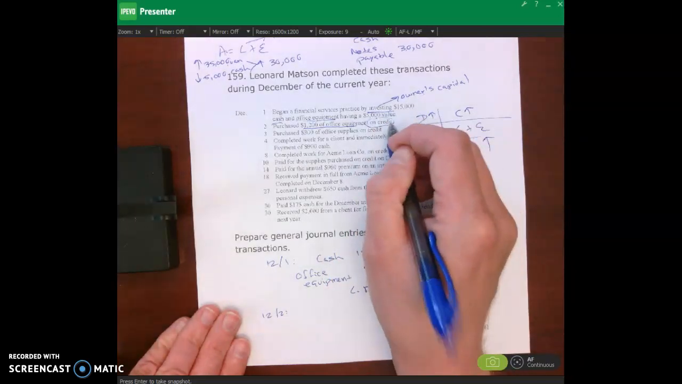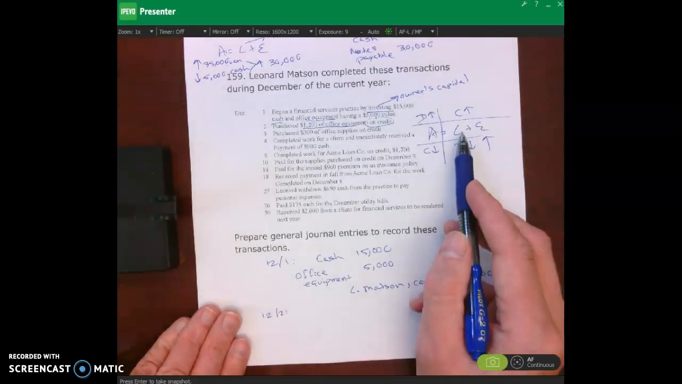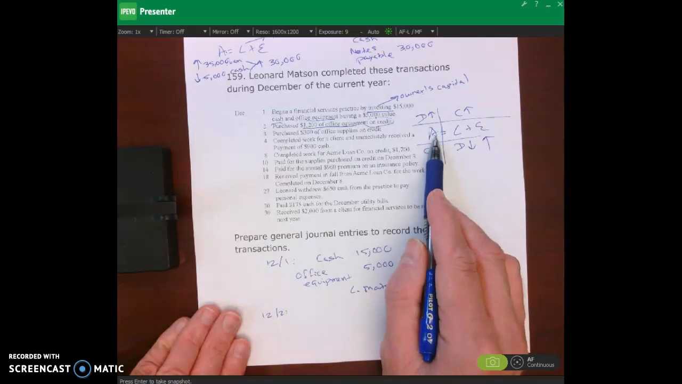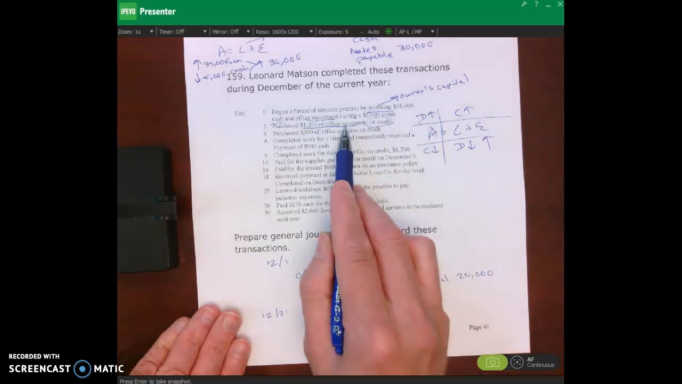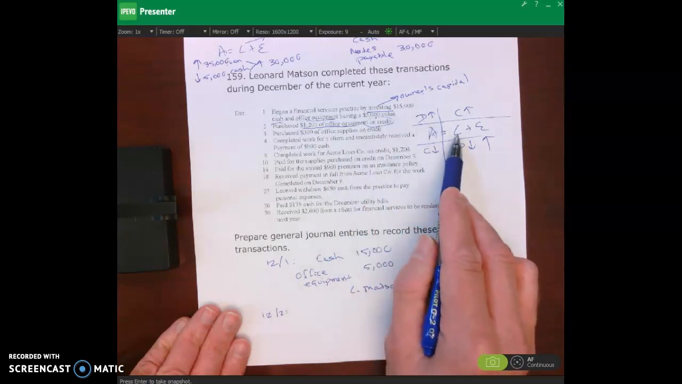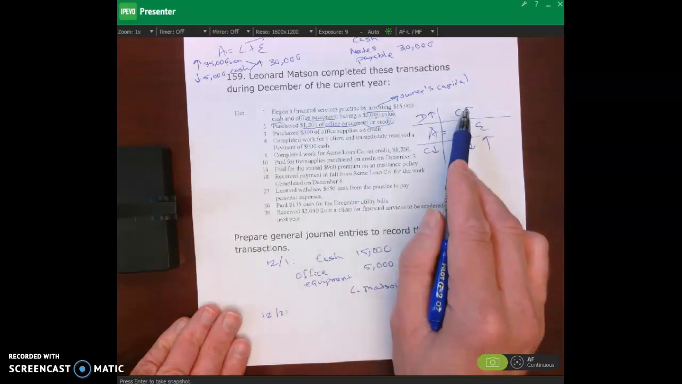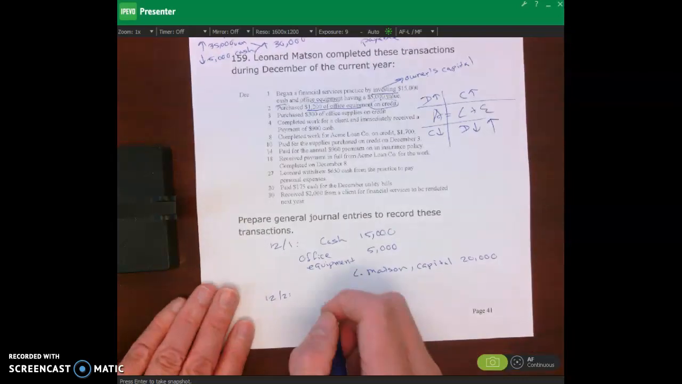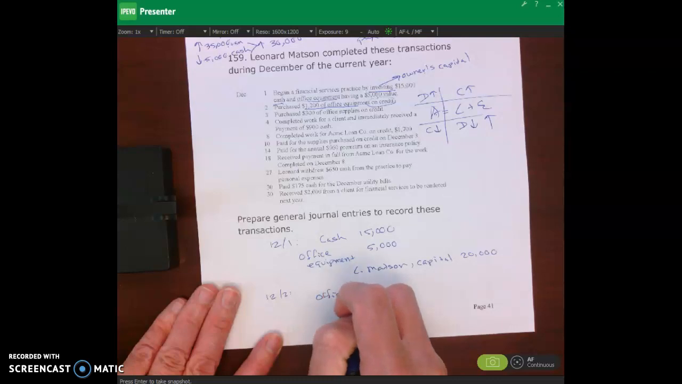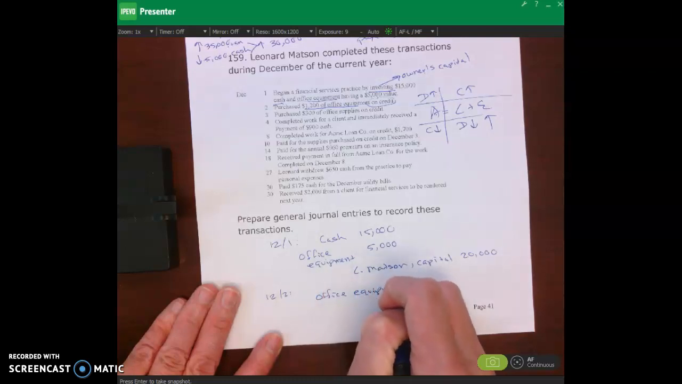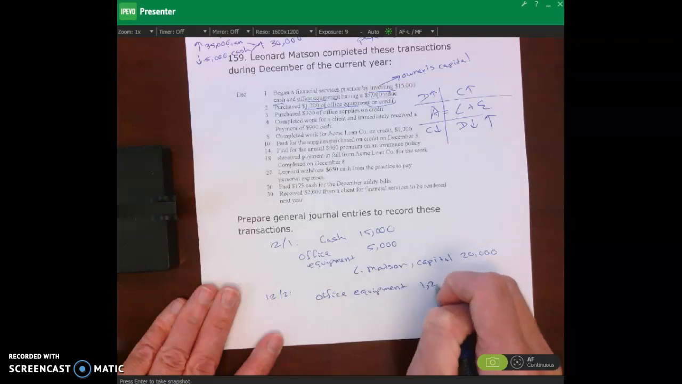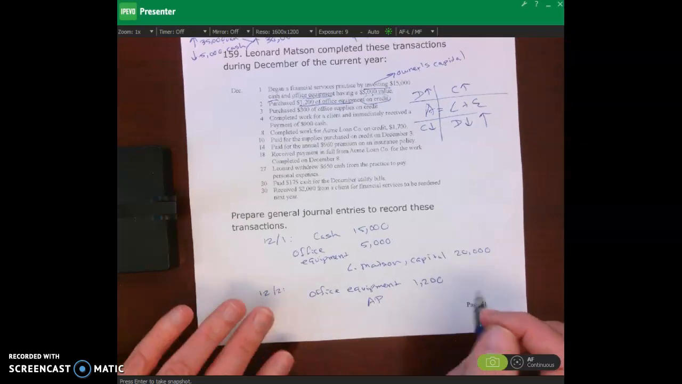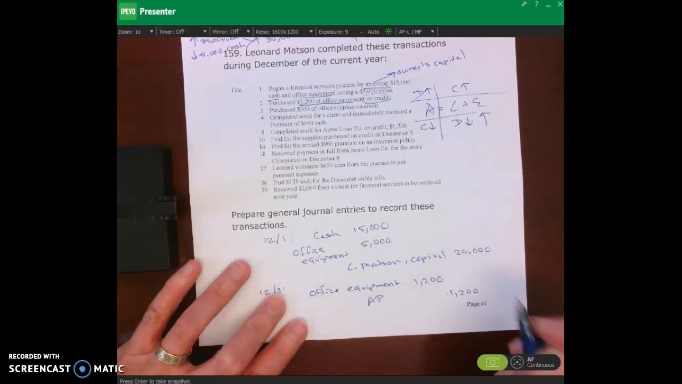This means accounts payable. Where do we put accounts payable? Liability. So office equipment, which is an asset, is going up. How do I increase an asset? With a debit. And then on credit means accounts payable, which is going up. How do I increase a liability? With a credit. So I will debit office equipment for $1,200, and then I will credit AP, which is short for accounts payable, $1,200.